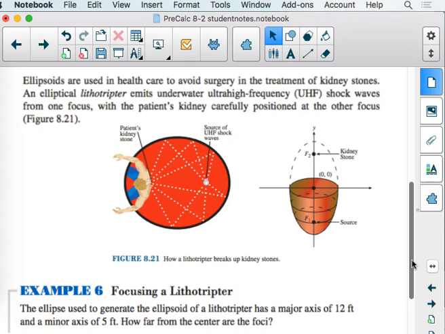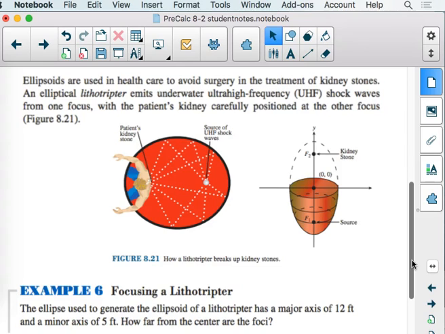The whole problem is, at some point, it has to come out, and it can be very, very painful, as basically people are trying to urinate this kidney stone out. So an elliptical lithotripter emits UHF frequency shock waves from one focus, with the patient's kidney carefully positioned at the other focus. Notice, it needs to be at the focus.